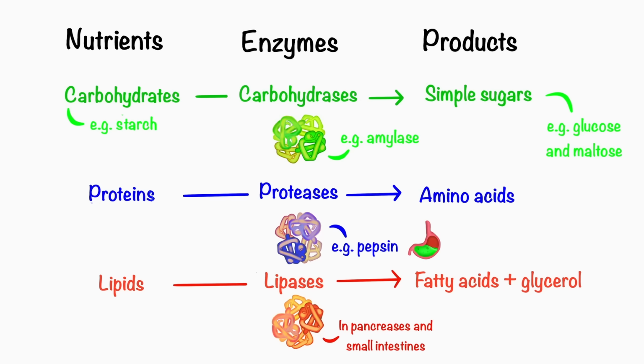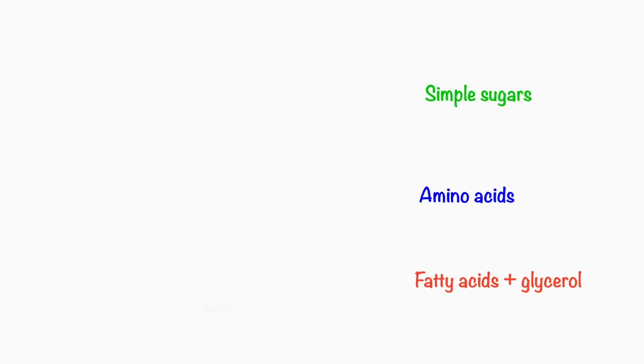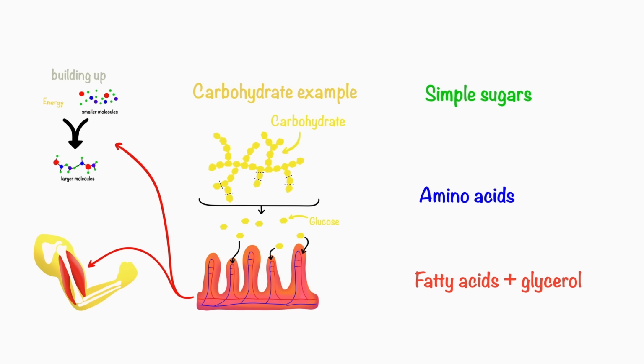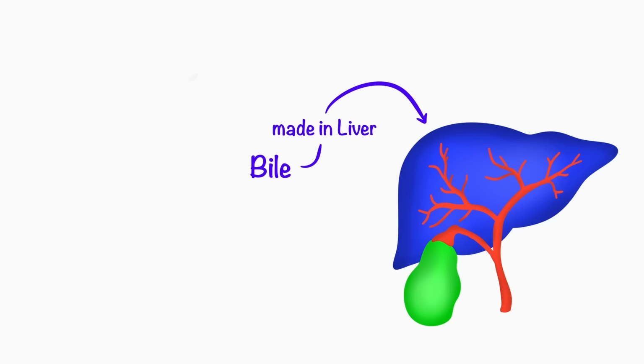Once these large molecules are broken down into their smaller components, sugars, amino acids, fatty acids, and glycerol, they can easily pass through the walls of your digestive system into the bloodstream. From there, they're transported to cells throughout your body where they can be used for energy or to build new tissues.